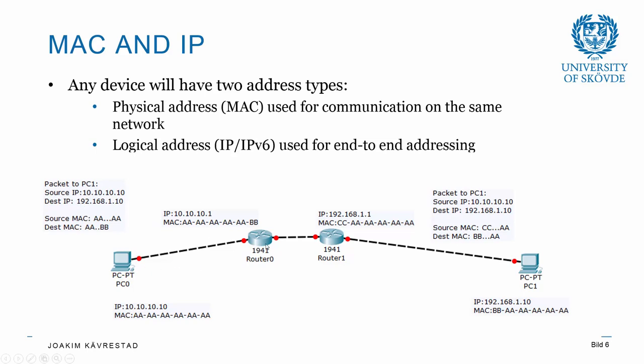Then at every hop here, the MAC address part will actually be rewritten. So when the package reaches router 0, router 0 will rewrite the destination MAC address to the MAC address of router 1, and router 1 will rewrite the destination MAC address to the MAC address of PC1. So you can see here how the package is addressed when it reaches PC1: the destination MAC address is actually the MAC address of PC1, and the source MAC address is the MAC address of the last hop, so in this case the MAC address of router 1.